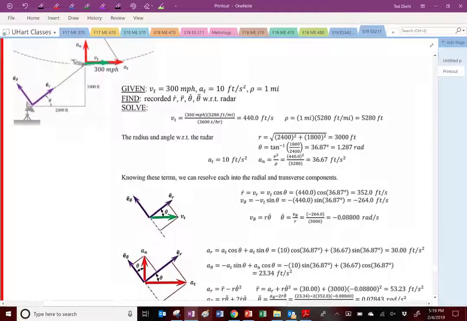What we could do is some units conversion and figure out what the tangential velocity is in feet per second, as opposed to having it in miles per hour. Figure out what the radius of curvature is. That's 1 mile or 5,280 feet. That's something worth memorizing. We can figure out what r is.